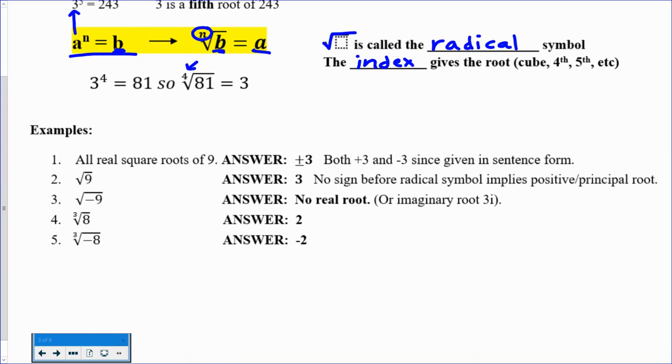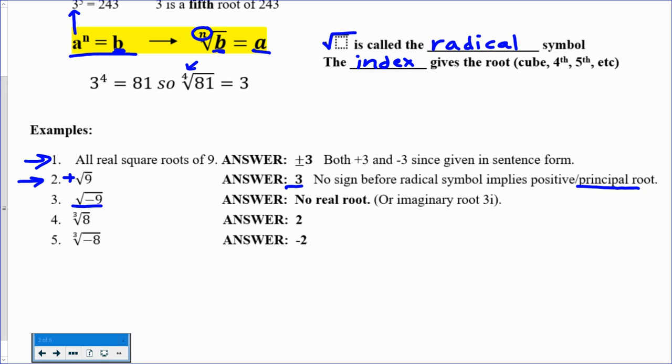Okay, so some examples here. You might see things that say, for number 1, find all the real square roots of 9. That means there are 2 things that make that true, because both positive 3 and negative 3, when you square them, you get 9. If you are just given the square root of 9, that's assumed to mean you just want the positive answer. That is the positive or principal root. So the answer is just 3.